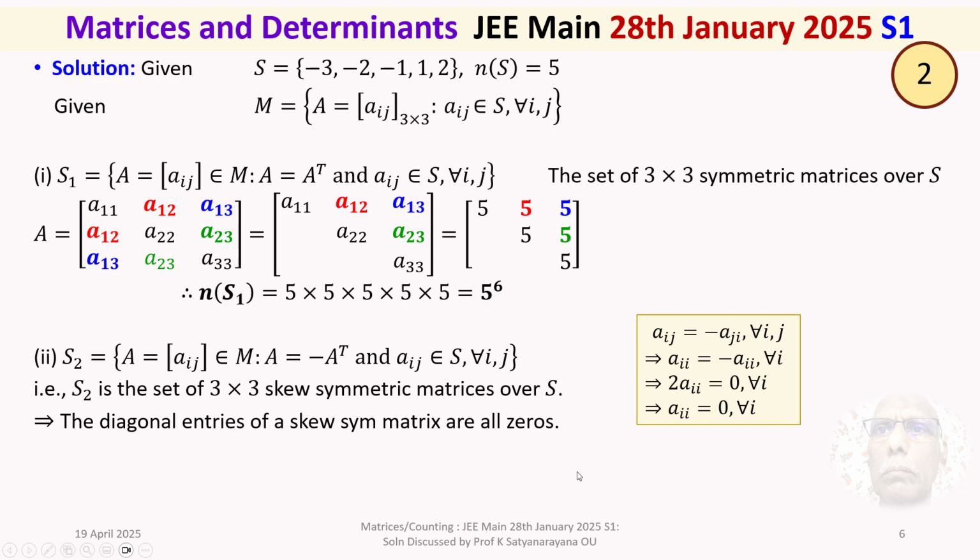So the diagonal entries of a skew-symmetric matrix are all zeros. So is the 0 element present in S? No. 0 was not there in S. Therefore, the set S2 will be empty. Why? Because 0 does not belong to S. Therefore, n of S2 is 0. We continue the argument in the next slide.